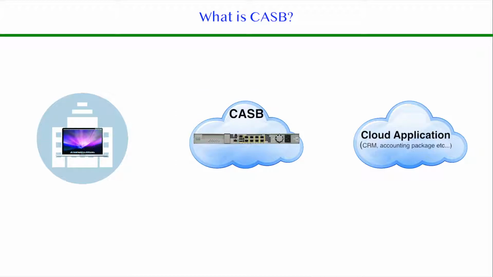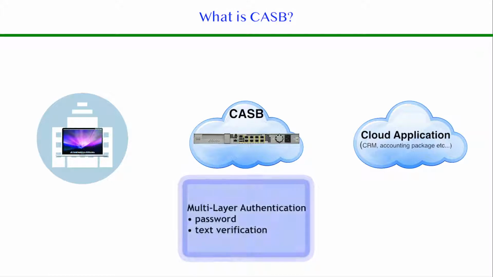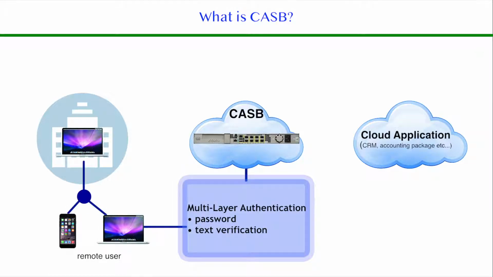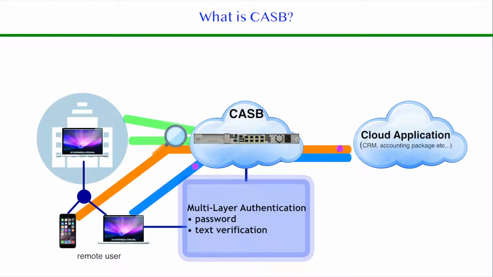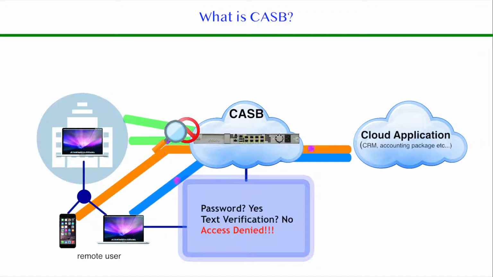Under today's best practices, the CASB appliance is going to offer multi-layer authentication. Any of your internal users or external users must provide more than just a simple password. With multi-layer authentication, you can insist on things like a text verification so that it forces your end users to provide, again, an additional level of authentication before they're allowed into the cloud app. This, of course, goes a long way in denying intrusions from robots and different hacking attempts.